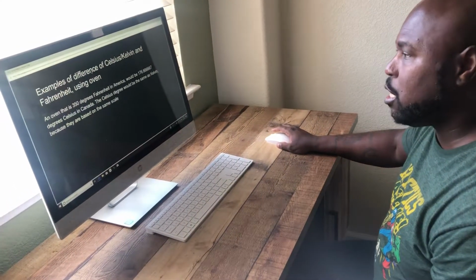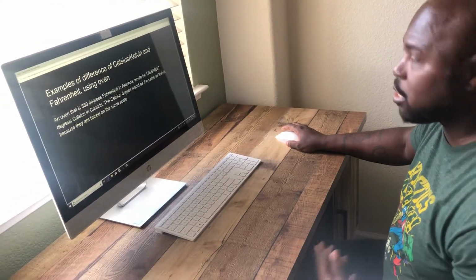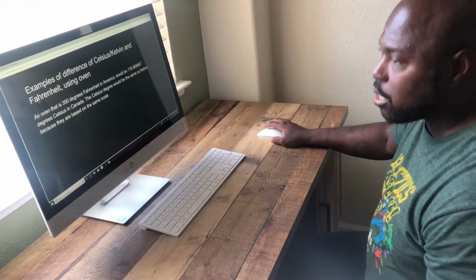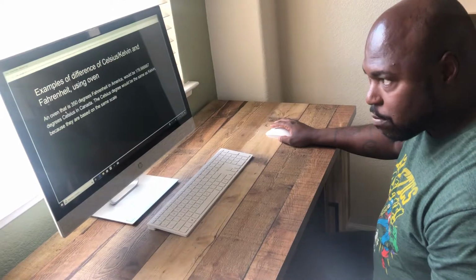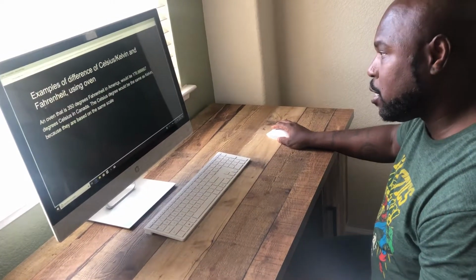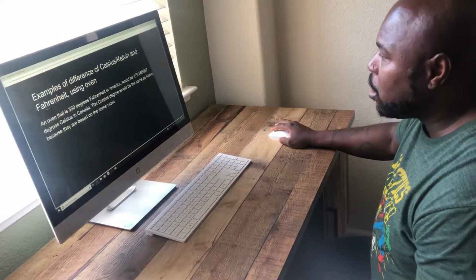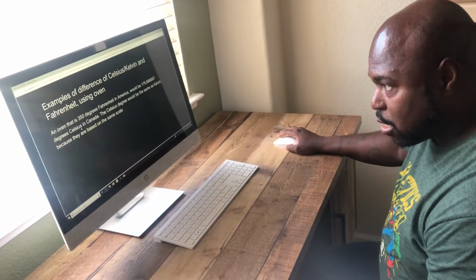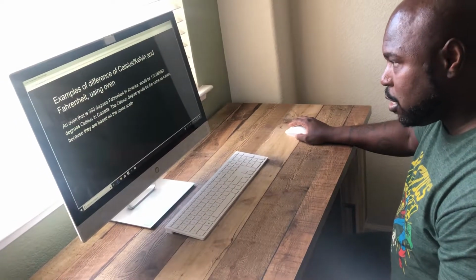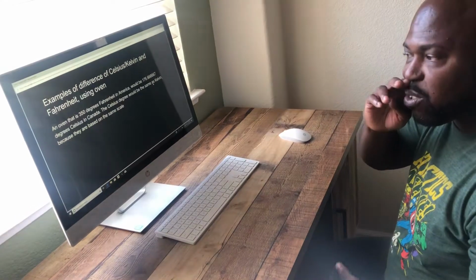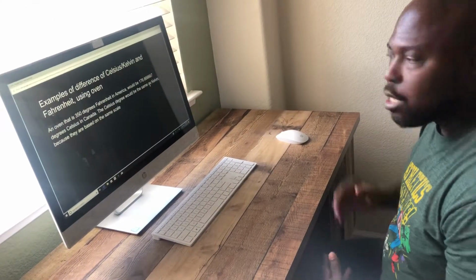Okay, examples of Celsius/Kelvin, because they have the same properties, and Fahrenheit using an oven. An oven that is 350 degrees Fahrenheit in America would be 176 degrees Celsius in Canada. Celsius degrees would be the same as Kelvin because, like we said, they both share the same scale.